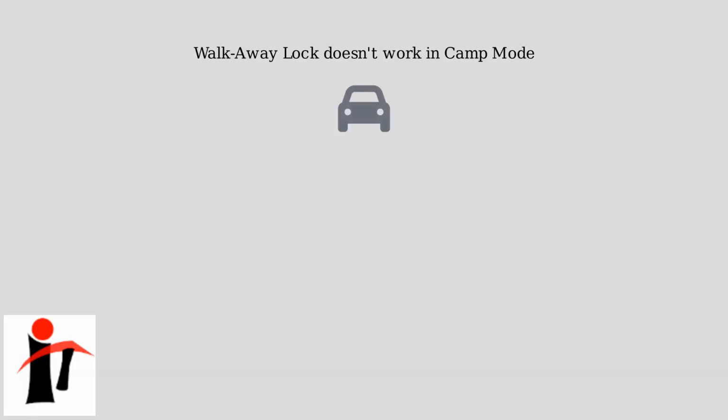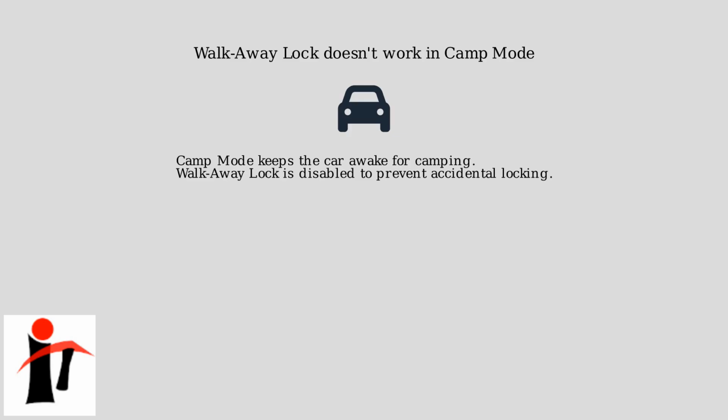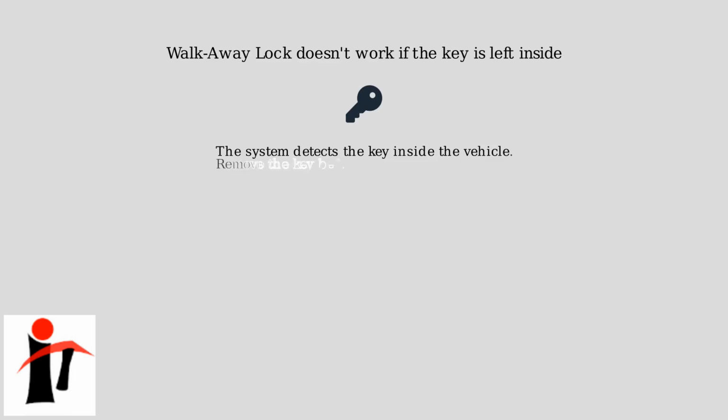Walkaway lock doesn't work if the car is in camp mode. Camp mode keeps the vehicle awake for camping purposes, and walkaway lock is disabled in this state to prevent accidental locking while you're nearby. Walkaway lock also doesn't activate if the key is left inside the vehicle. The system detects the key's presence and prevents auto-locking to avoid locking you out. Always remove your key or phone before walking away.